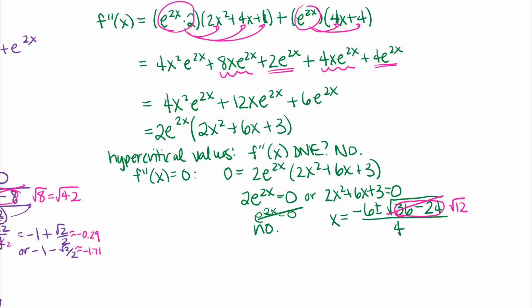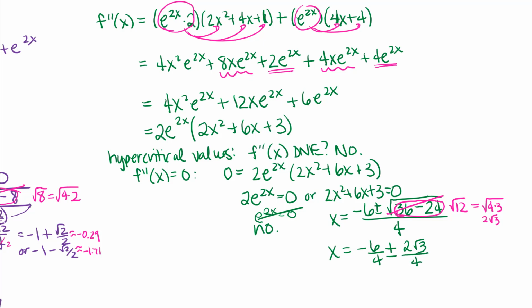So this part can become square root of 12. I'm going to split that 4 again on my denominator. So I have negative 6 over 4 plus or minus, and then I have square root of 12 over 4. Maybe you notice that square root of 12 can be thought of as square root of 4 times 3, which is 2 times square root of 3. So in that second fraction, instead of writing square root of 12 over 4, I'm going to write 2 square root of 3 over 4.